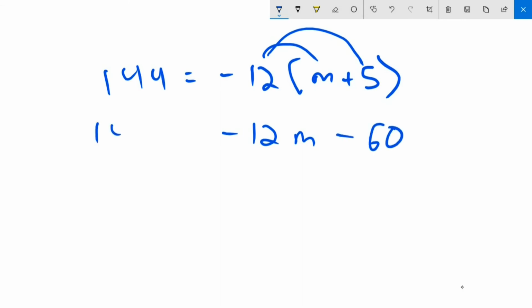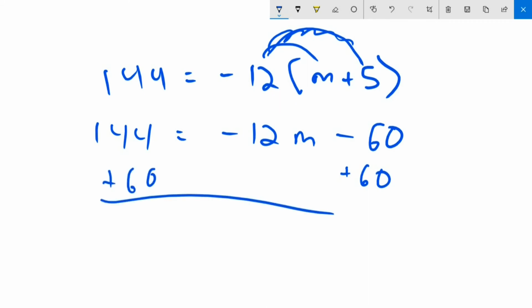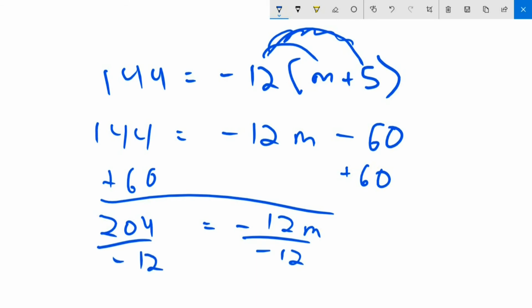We could do this, right? But now we did one step already with this, and now we have to do 2 more steps because we got to add 60. We got to add 60, and then that would be 204. And then we have to divide by negative 12 to get the m by itself, right? Well, that's a little too much work.